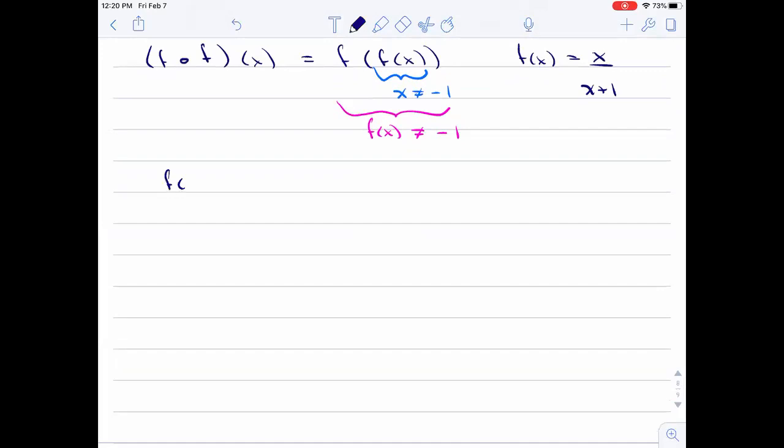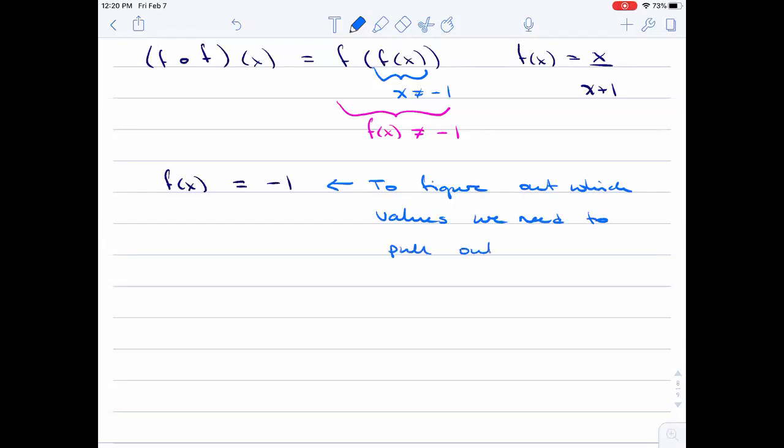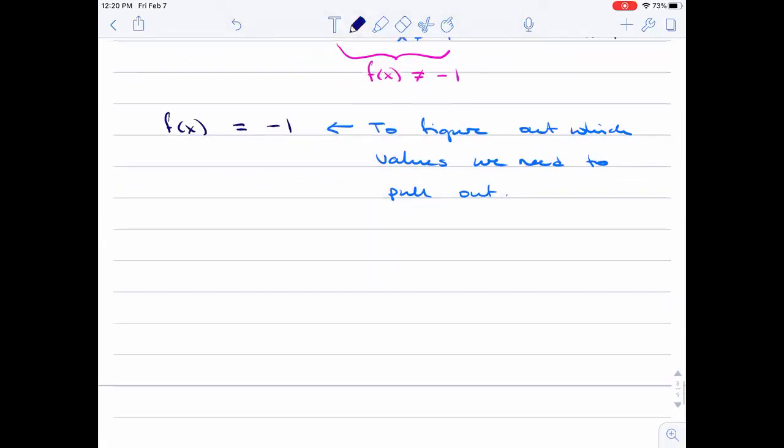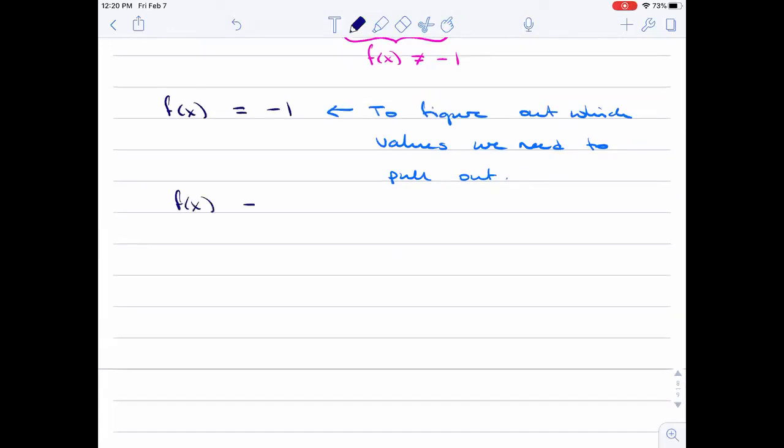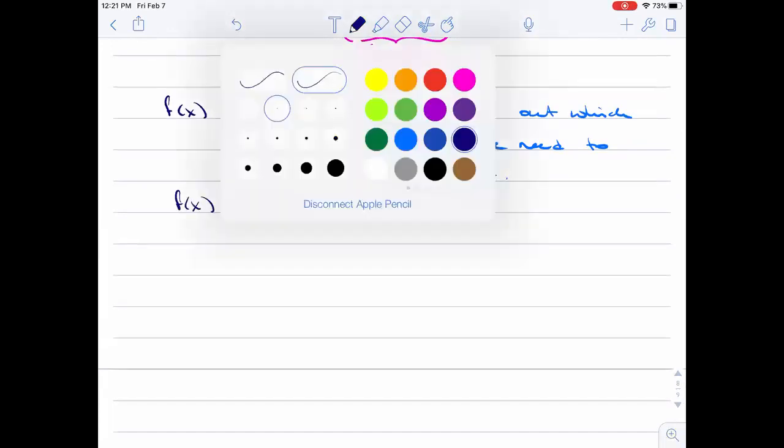So if f of x equals -1, because sometimes, right, to figure out which values we need to pull out of the domain, right? So to figure out which values we need to pull out, right? Or if you did something like f of x can't be equal to -1.